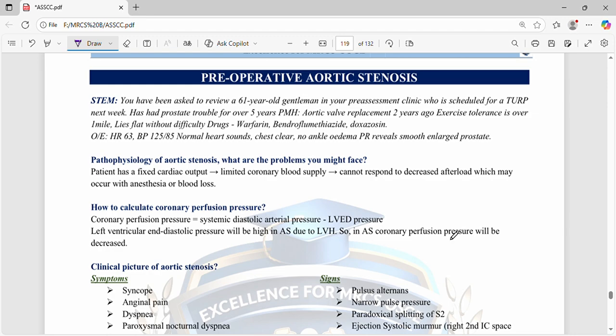Okay, so here we have another critical gestation: preoperative aortic stenosis. You have been asked to review a 61-year-old gentleman in your pre-assessment clinic who is scheduled for a TURP next week. He has had prostate trouble for over 5 years. Past medical history: aortic valve replacement 2 years ago. Exercise tolerance is over 1 mile, lies flat without difficulty.